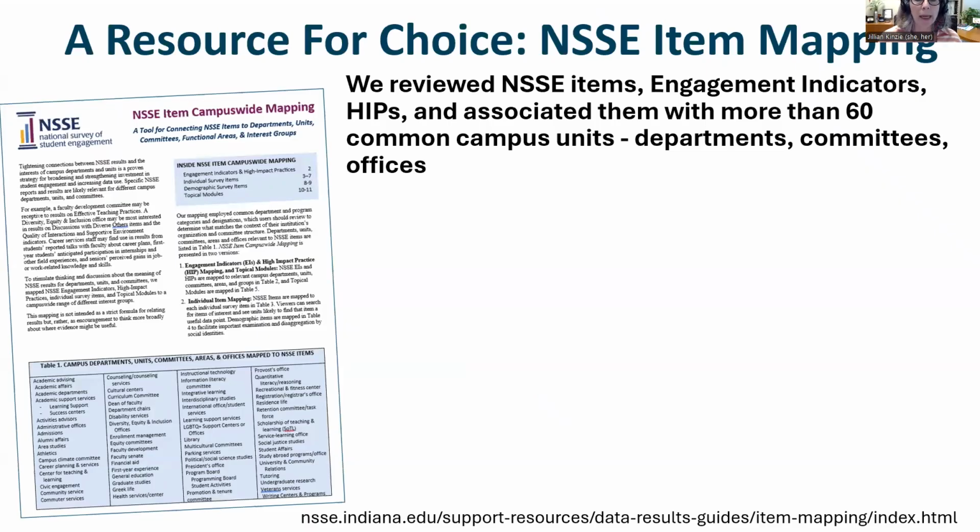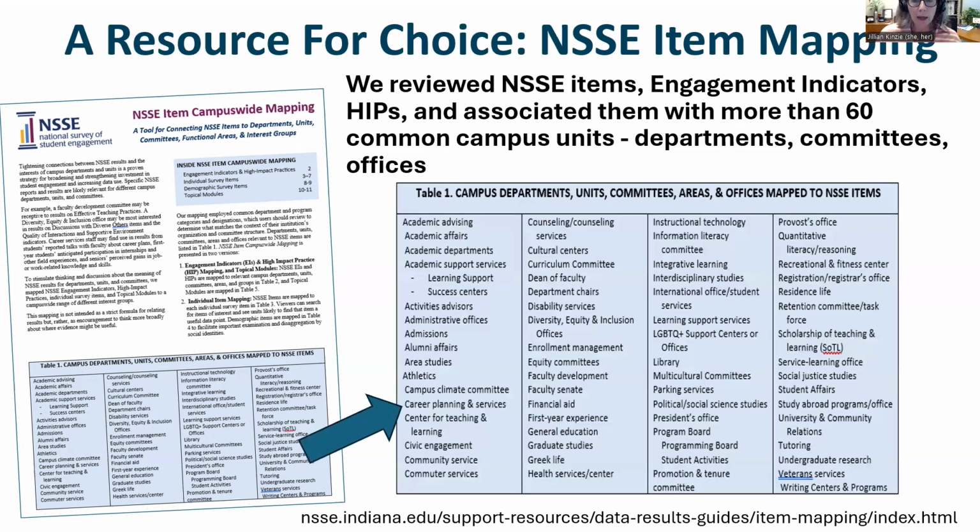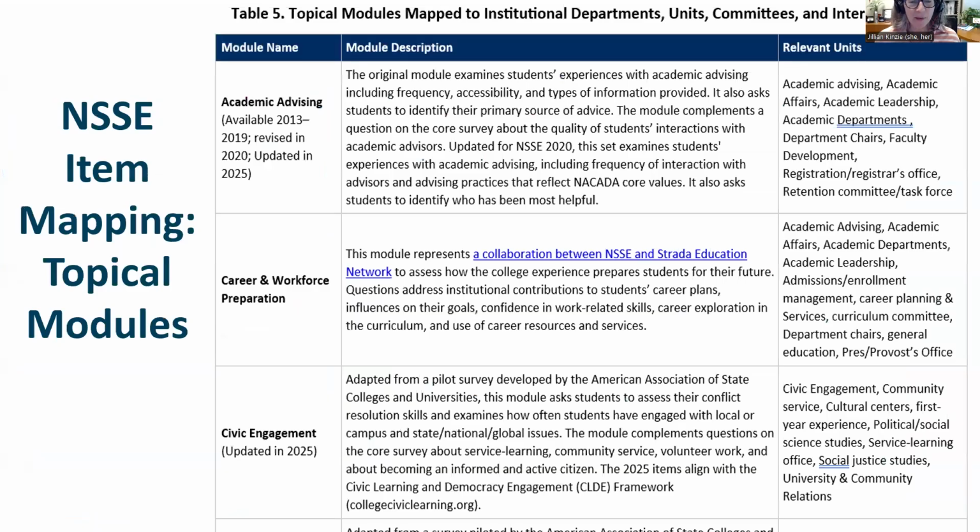We do have a resource that might help you think about them, specifically around who might be interested in the topics that modules are. We developed the campus-wide mapping resource for institutions where we map the NSSE items and engagement indicators and the high-impact practices with more than 60 common campus units, departments, committees, offices. So you can actually use this resource to say, if I were to, for example, be interested in career planning services, what NSSE items relate to that? Well, you can look at the items and the engagement indicators, but we've also mapped our topical modules to these same units. So on the right are the units that we've mapped each of the topical modules to.